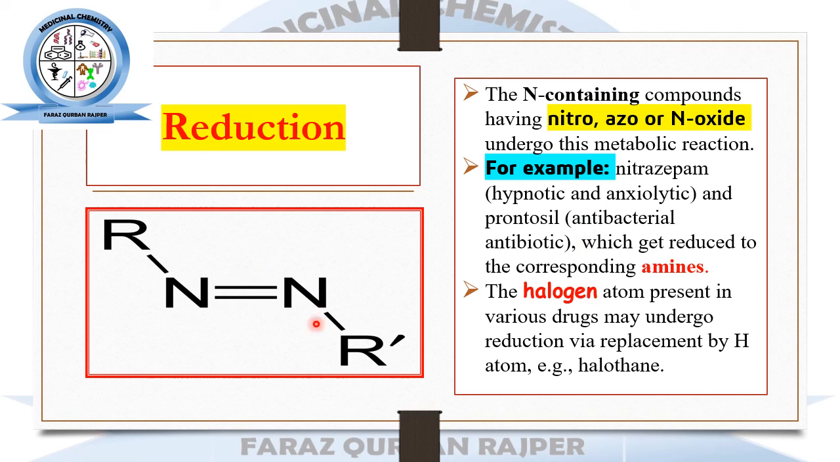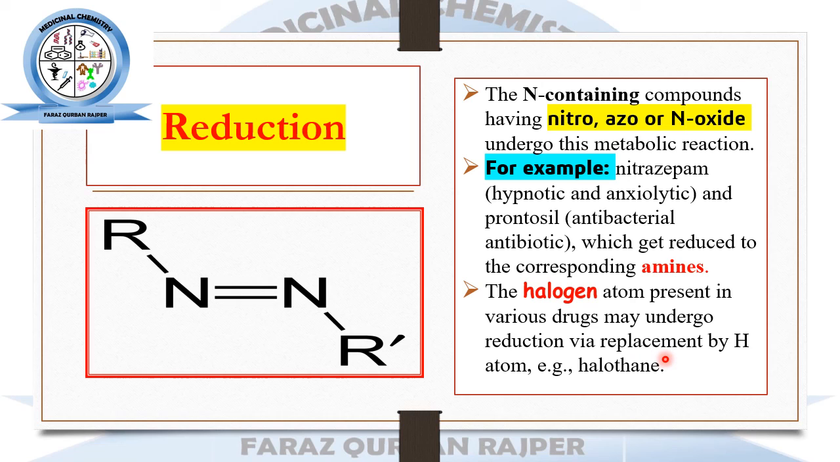This is the diagram for the azo linkage. Azo linkage is that linkage in which two nitrogen atoms are connected with one another by a double bond between them. Beside this, both nitrogens may have different alkyl radicals, which basically represent any type of aromatic ring or other heteroaromatic ring or alkyl side chain. So after the reduction, these nitrogen-containing groups like nitro, azo and N-oxide get converted into the amine.